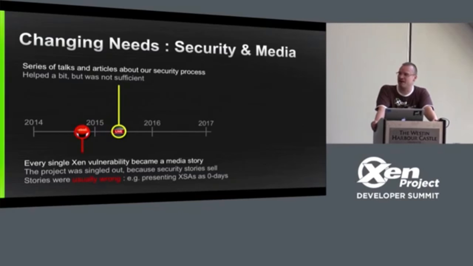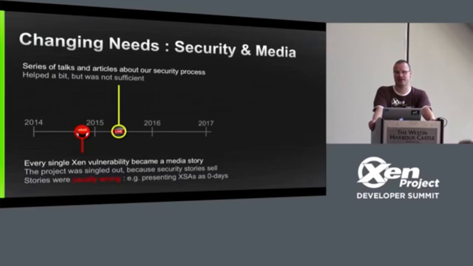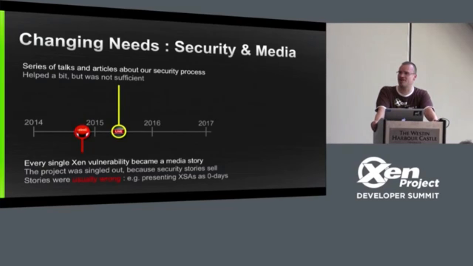what seems to be the case is the media and a lot of the people in our ecosystem don't actually understand how we handle security vulnerabilities. They didn't understand that we had a very well-working pre-disclosure process, that by the time a vulnerability is published on the public mailing list, it's actually fixed in all the major clouds and in all our products. So that helped a little bit, but it wasn't really sufficient.